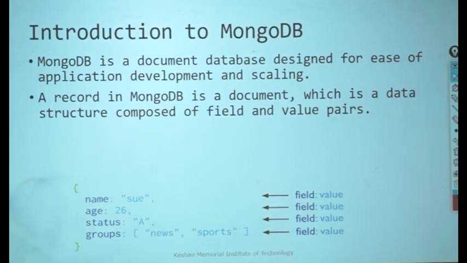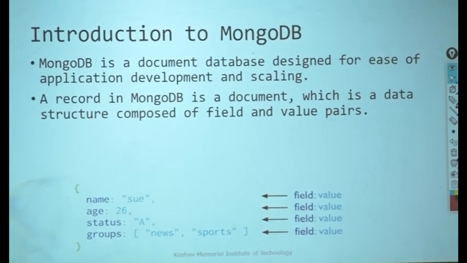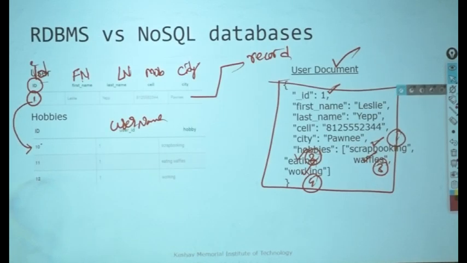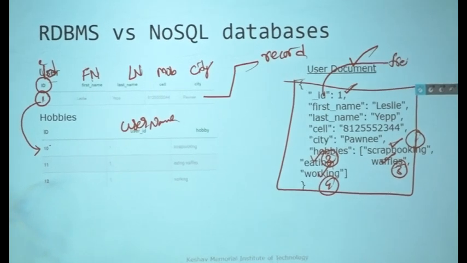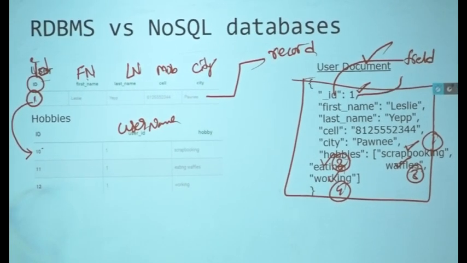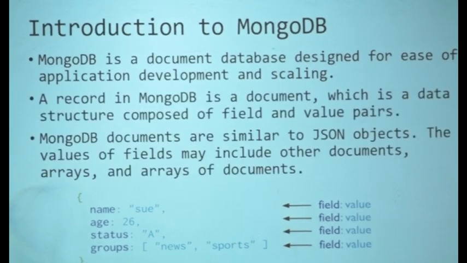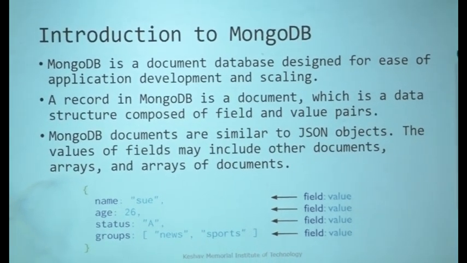So a record in MongoDB is a data structure composed of fields and values. In the previous example, this one is called a field. This one we call a value. Each document will have this, similar to JSON objects.